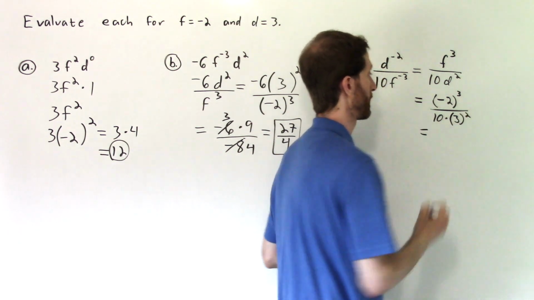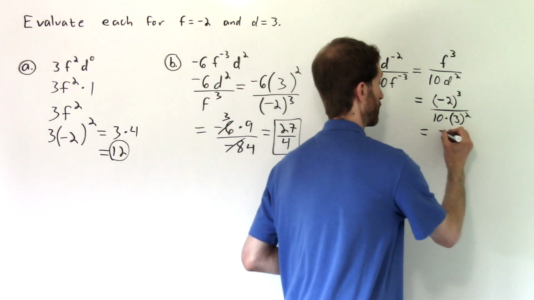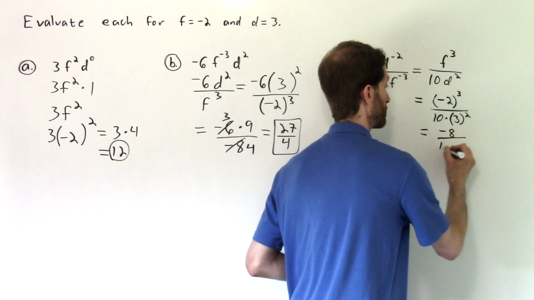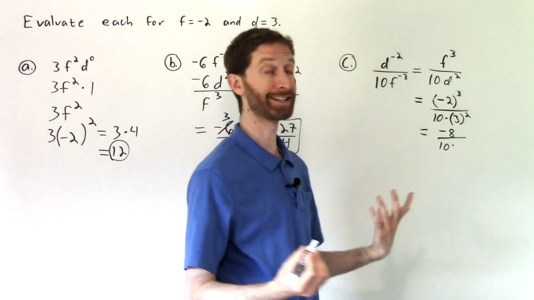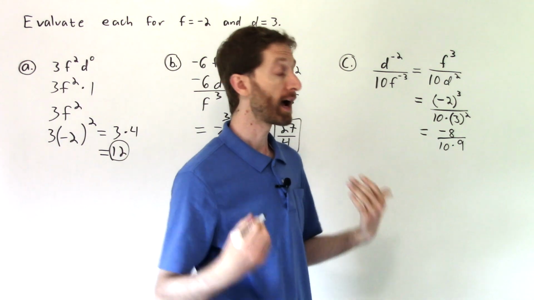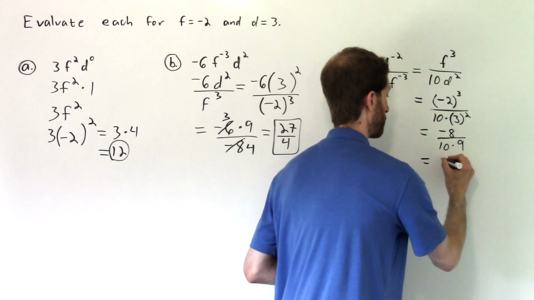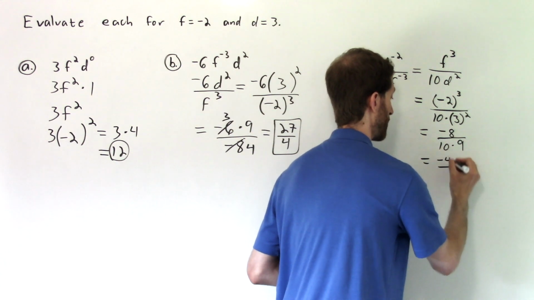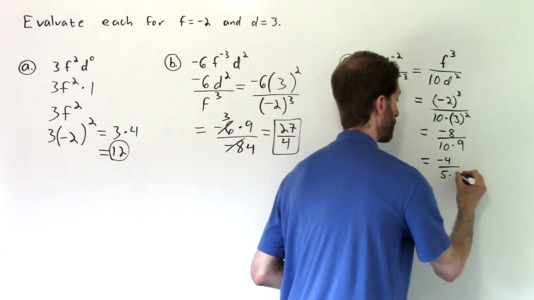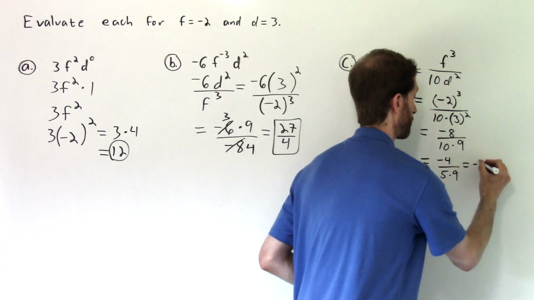And now I'm just simplifying. So -2 times -2 is 4, times -2 is -8, all over 10 times 3 squared, which is 9. So again, before I simplify and do 9 times 10, I notice that 8 and 10 can be reduced. 8 will become 4, and 10 will become 5. We're dividing the numerator and denominator by 2, and that leaves us with -4 over 45.